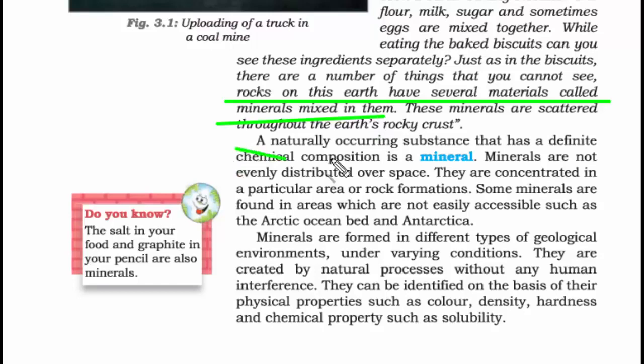Of course, these minerals need to be extracted, processed and then used, but their origination is from rocks. A fine definition for a mineral is a naturally occurring substance that has a definite chemical composition. Another important thing is that minerals are not evenly distributed on Earth. That means you'll not find minerals everywhere in equal proportion. Minerals are usually concentrated in areas where there is a lot of rock formation. Some minerals are found in areas which are not easily accessible, such as the Arctic Ocean bed and Antarctica.